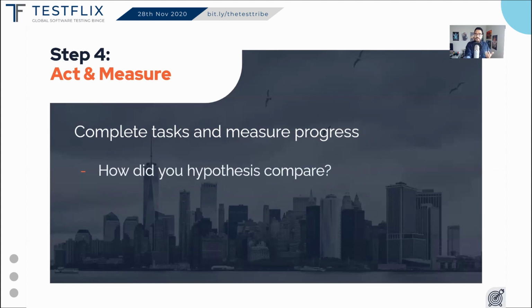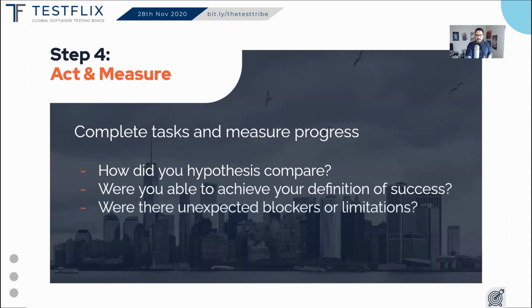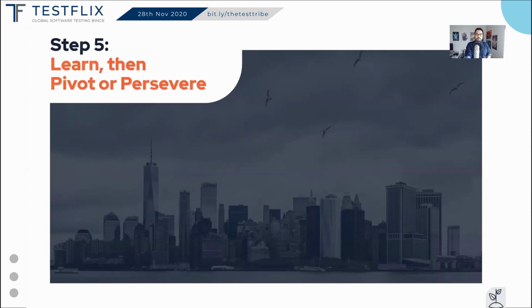So how did your hypothesis actually compare? How did it measure up? Were you able to achieve your definition of success? Why or why not? Were there unexpected blockers or limitations that prevented you from getting there or took you longer? A lot of the time it takes longer than you thought, right?